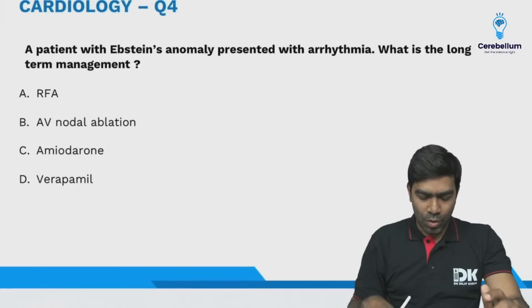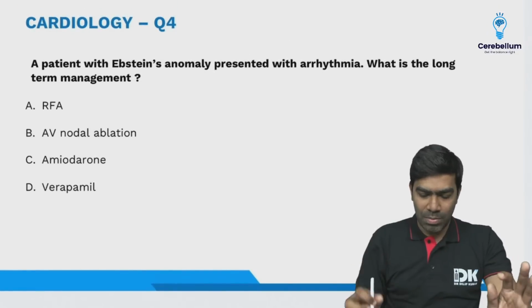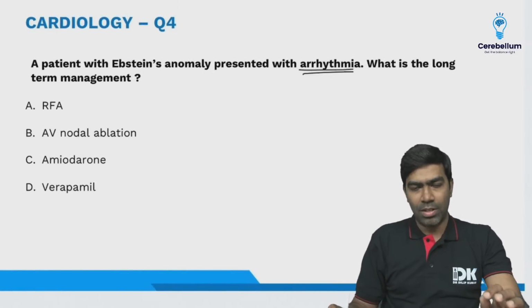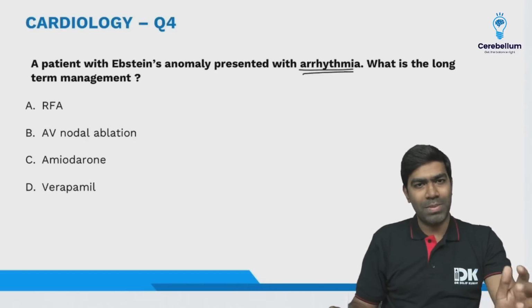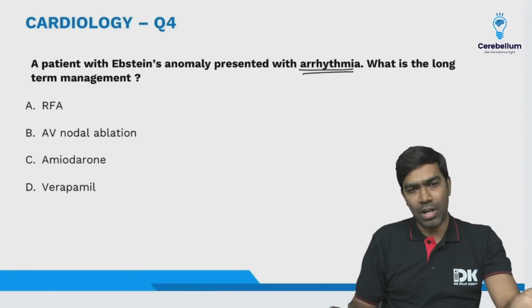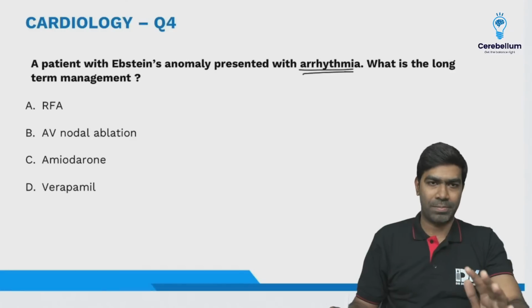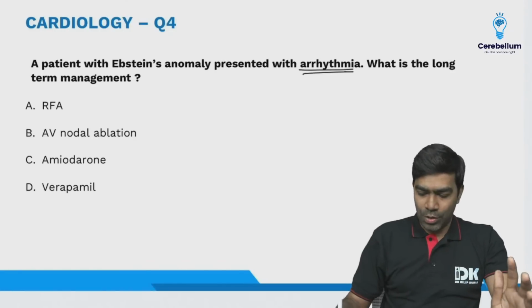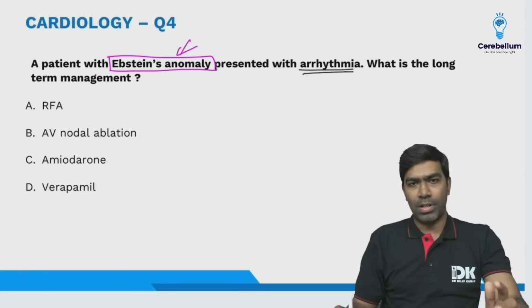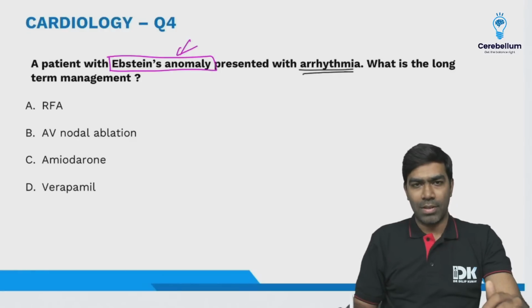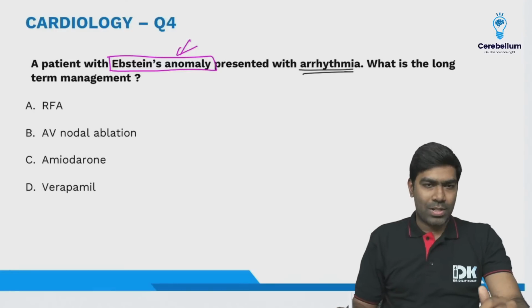So coming to question 4. A patient with Ebstein's anomaly presented with arrhythmia. What is the long-term management? Option A is radiofrequency ablation. Option B is AV nodal ablation. Option C is amiodarone. Option D is verapamil. First of all, you need to know what very commonly occurs in patients with Ebstein anomaly. Then only you can answer this question.